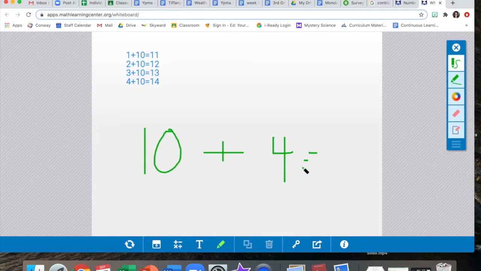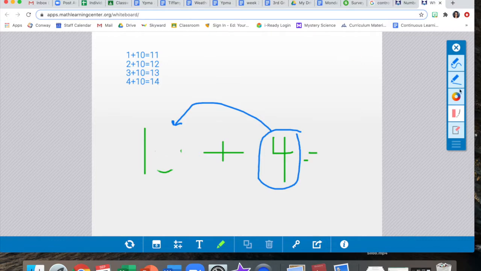Thanks. Okay, so 10 plus 4, it's like we took the 4, let me change colors, and grab that 4 and put it where the 0 was. So it's as if the 4 took the place of the 0.